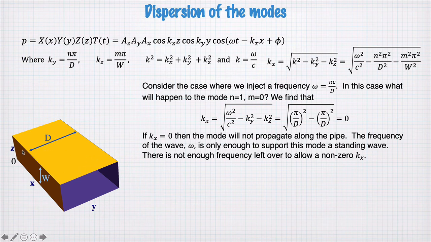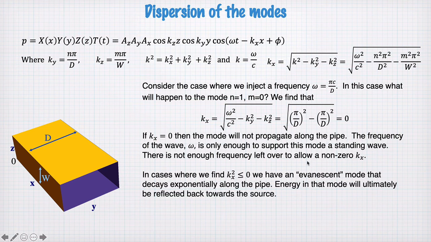So if you launch this wave, say if you launch it with a particular pressure profile down this end, you might get a standing wave going backwards and forwards across the pipe, but it won't be traveling along the pipe. There's not enough frequency left over to allow a non-zero k. In cases where we have kx squared less than 0, the mode becomes evanescent and decays exponentially along the pipe, and energy in that mode ultimately will be reflected back towards the source.